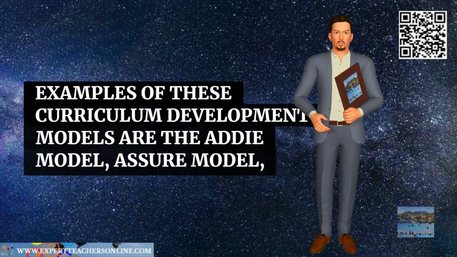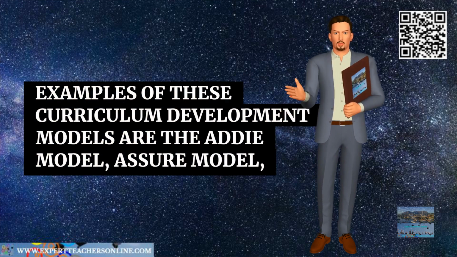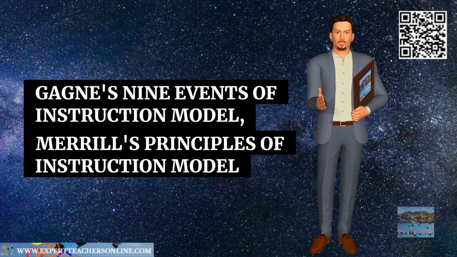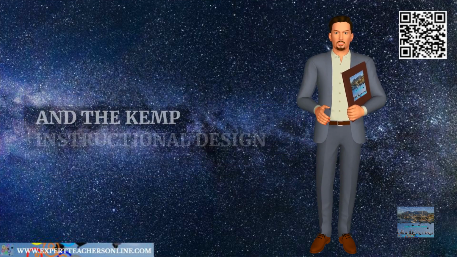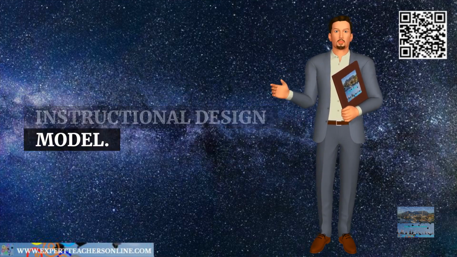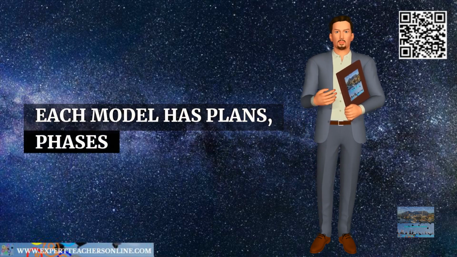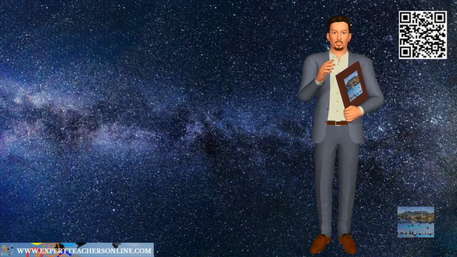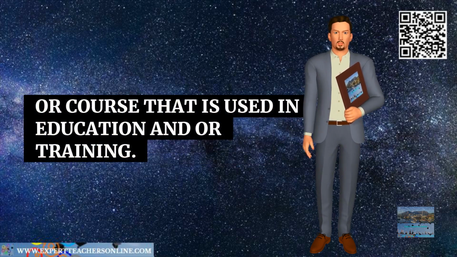Examples of these curriculum development models are the ADDIE model, Assure model, Gagne's 9 Events of Instruction model, Merrill's Principles of Instruction model and the Kemp Instructional Design model. Each model has plans, phases or steps in a cycle that ends with a textbook, educational product or course that is used in education and/or training.